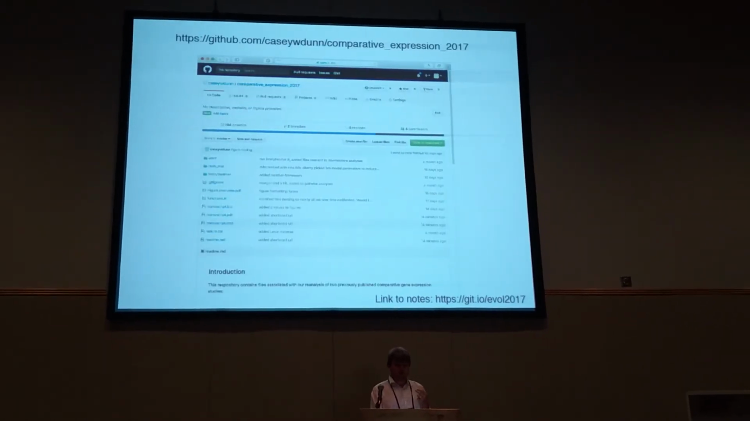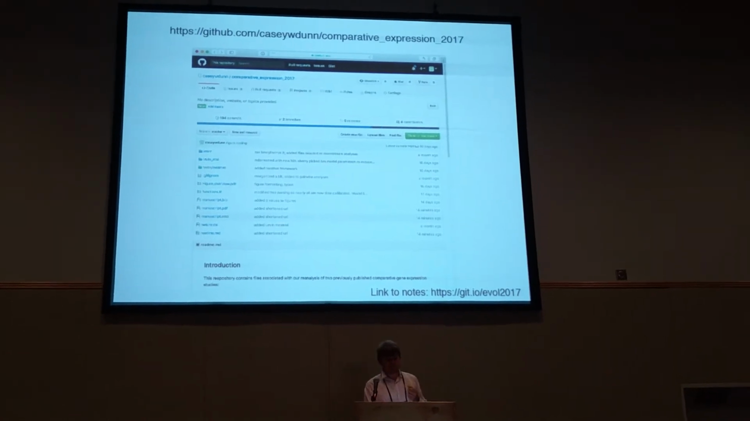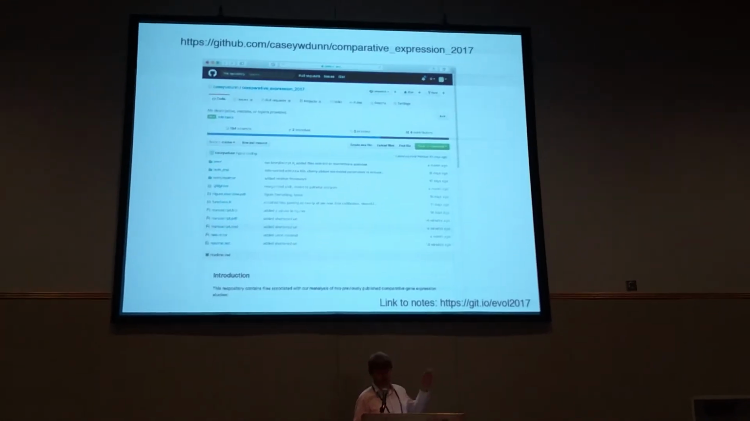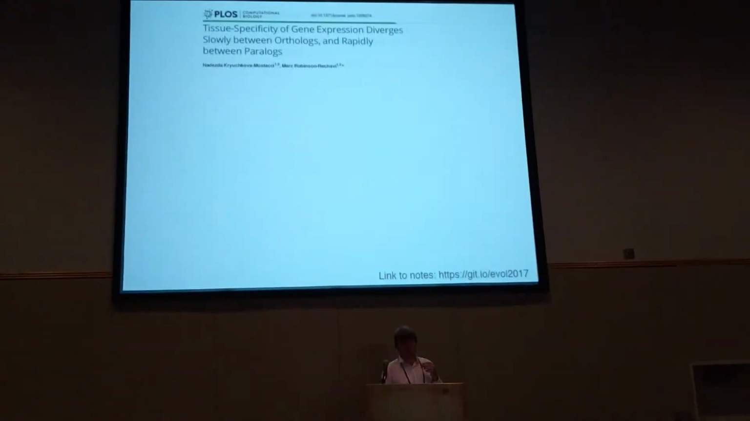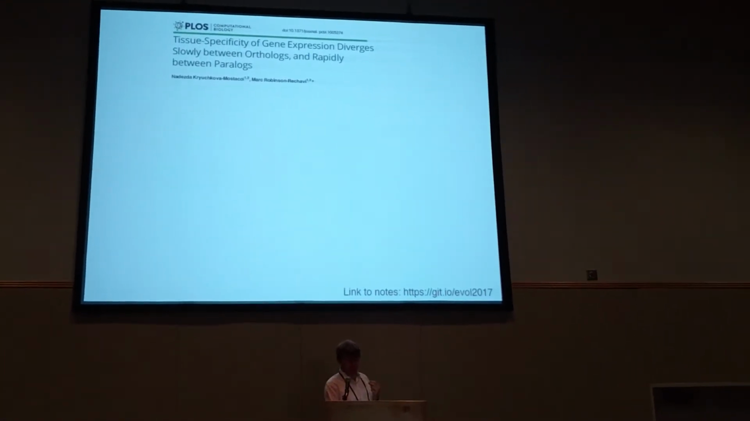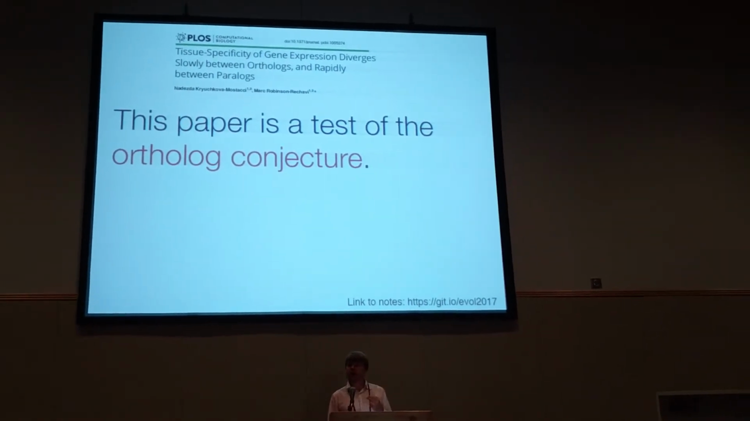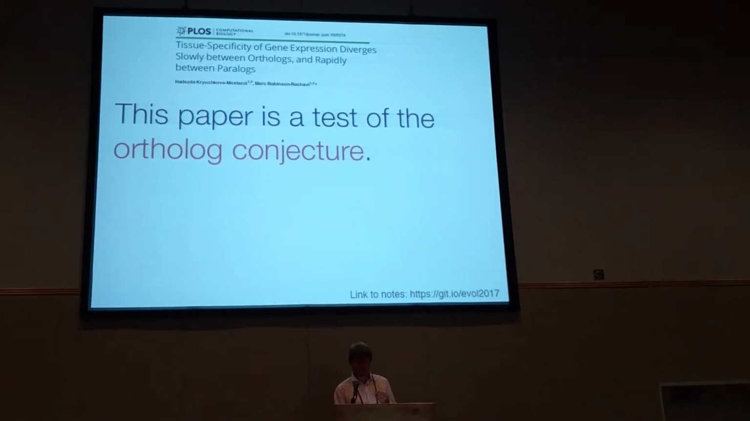The source code for all these analyses is available here, and I put a little link here to a sheet that has notes with links to all the papers we're talking about and code repositories. So this paper, tissue specificity of gene expression, was a test of the ortholog conjecture.